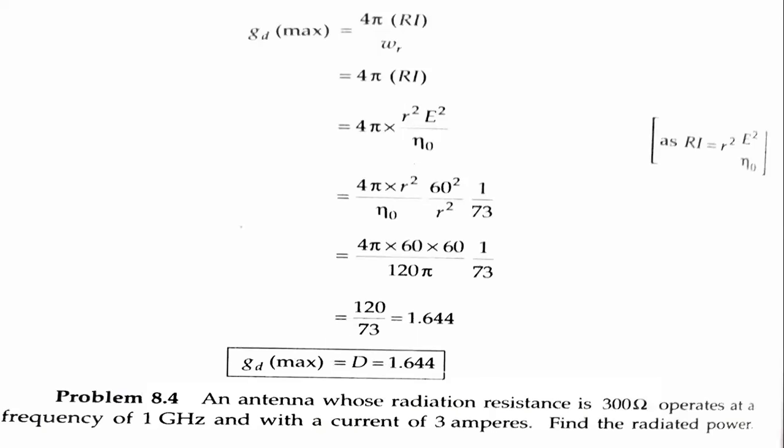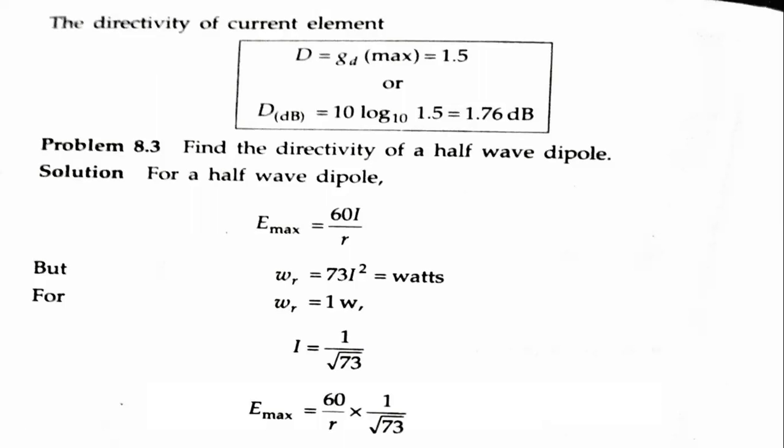Next, if you are going to calculate I directly, you can, or otherwise you can substitute in the Emax. That is also possible. Only the unknown parameter is the radius. Now if you substitute the value of Emax as 60 I by R, the value of R is still unknown, but I you got, that is 1 by root of 73.